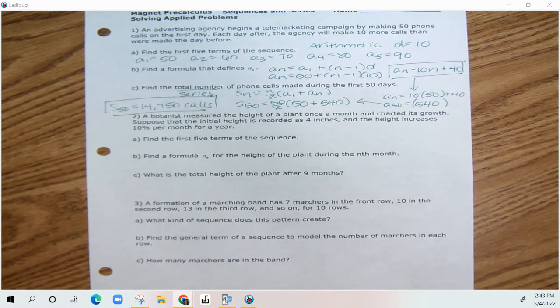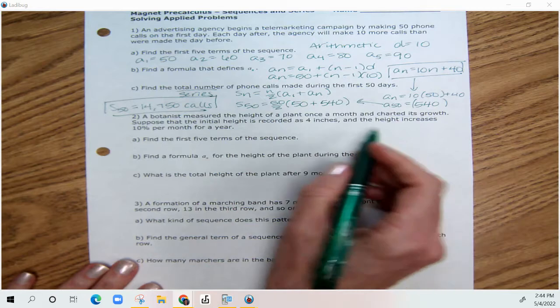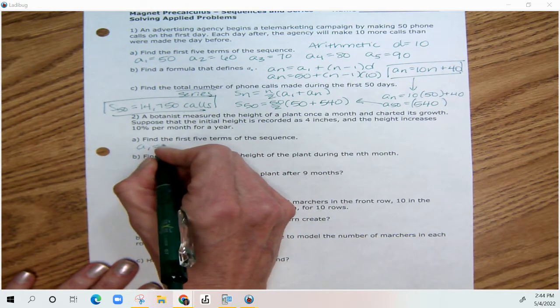All right, looking at number 2, a botanist measured the height of a plant once a month and charted its growth. Suppose that the initial height is recorded as 4 inches and the height increases 10% per month for a year. So again, find the first 5 terms. So it said that the initial height is 4 inches.